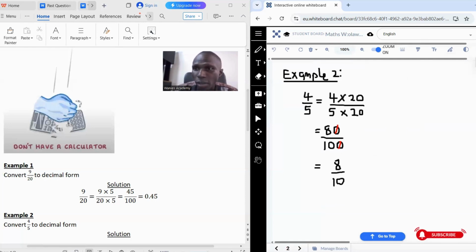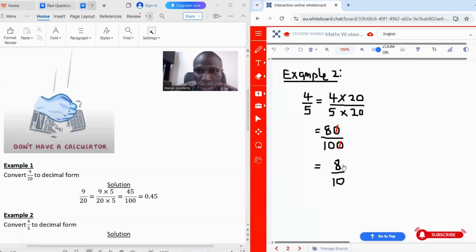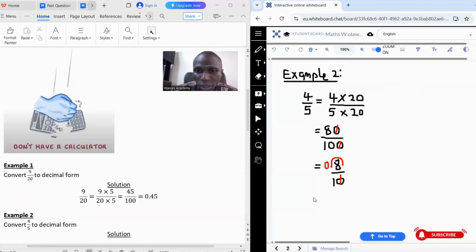We have the point after 8 here, but 8.0 is still the same thing as 8. So we can move the point backwards and take off the 0. So we are going to have 0.8. So we can now say 4/5 is 0.8 in decimal form.